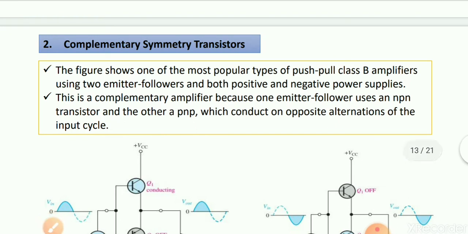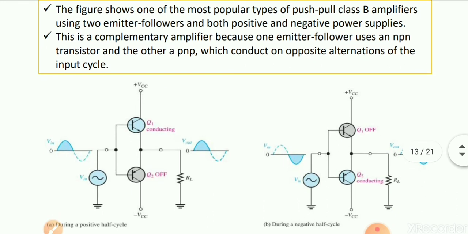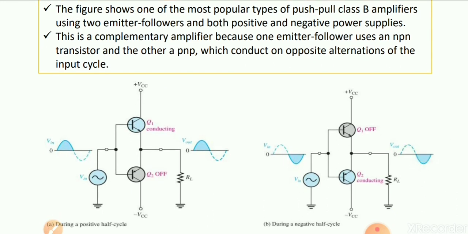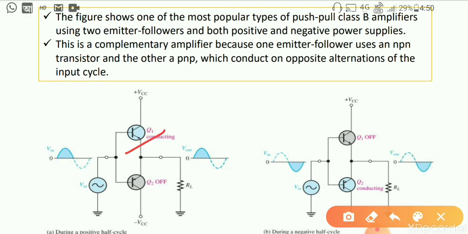Complementary symmetry transistor, in this case the figure shows the most popular type of push-pull class B amplifier, where there are two emitter followers and both positive and negative power supplies. This is the complementary amplifier because one emitter follower uses an NPN transistor and the other one is a PNP. Look, this is the NPN and another one is the PNP type of transistor used here to get the desired output.